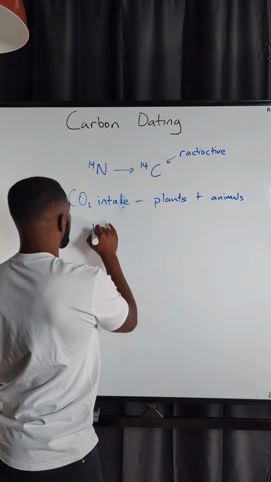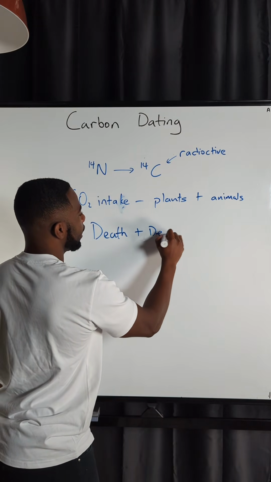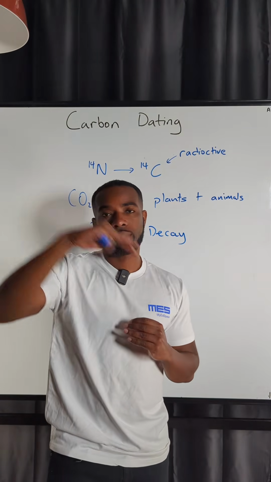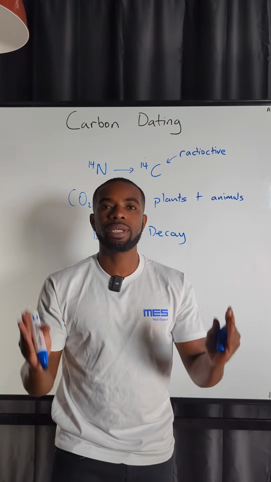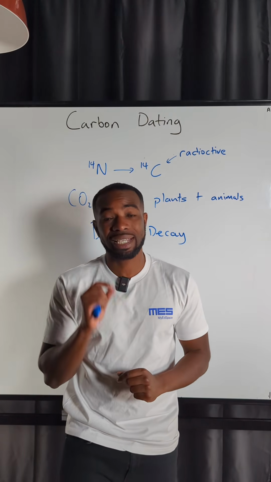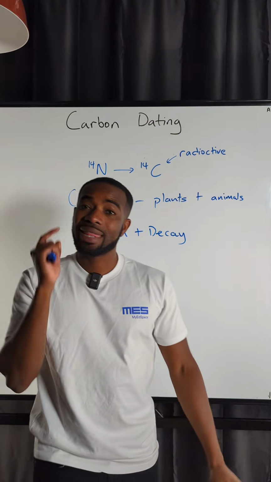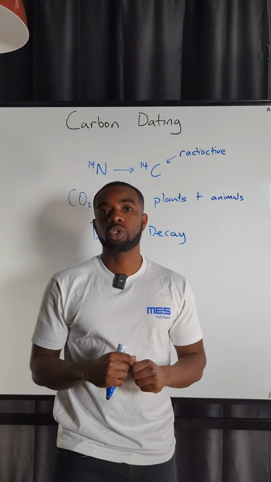However, unfortunately, when they die, so death and decay, the carbon-14 starts to decay and the amount starts to go down. Now, why is this important? We know that carbon-14 has a half-life of 5,730 years. So that means that carbon-14 will start to decay and start to get used up.